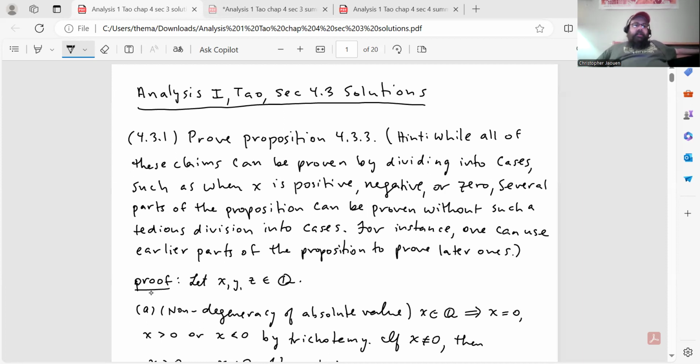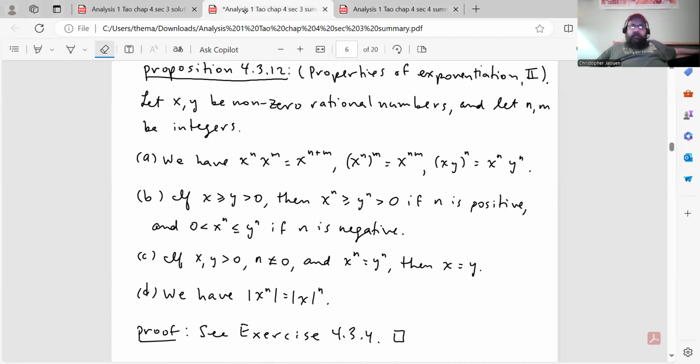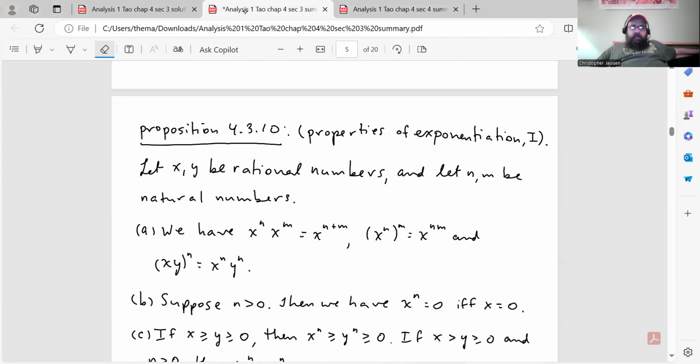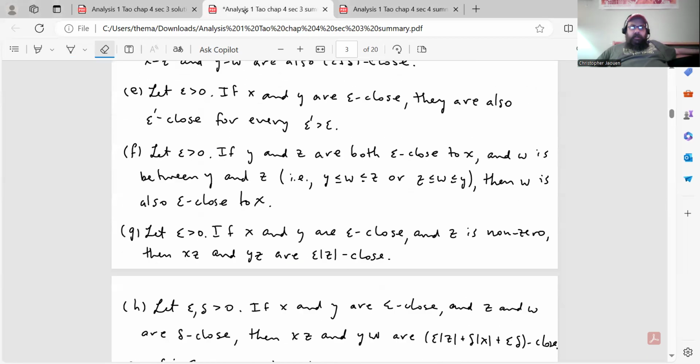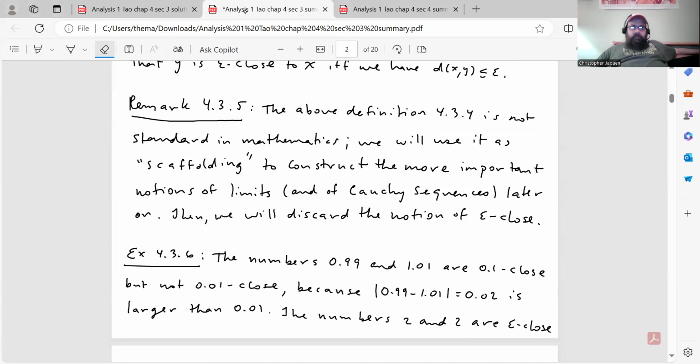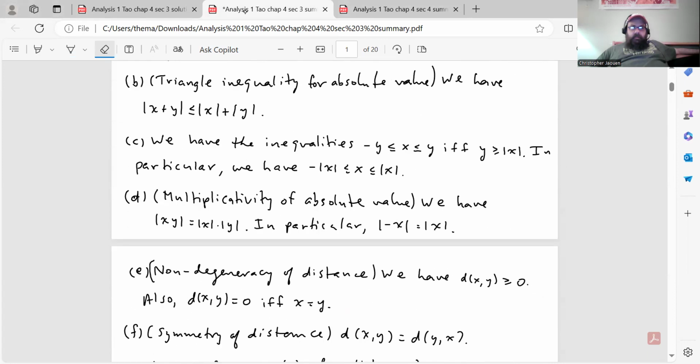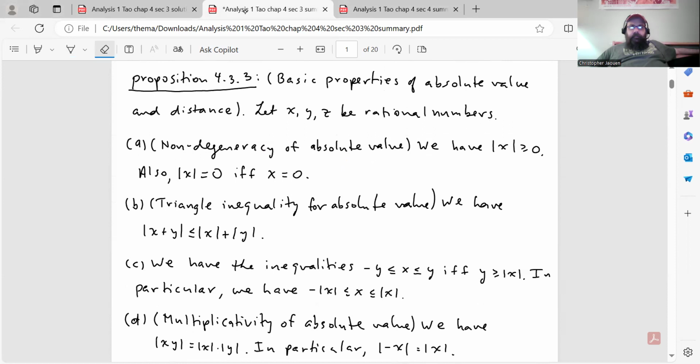So let's start with exercise 4.3.1. He asks us to prove proposition 4.3.3. Let me show you what that theorem is, and then we'll read his hint here. It's this one here. So proposition 4.3.3, basic properties of absolute value and distance. And there's a bunch of parts to it. So like we've been doing, I'll take it one at a time.